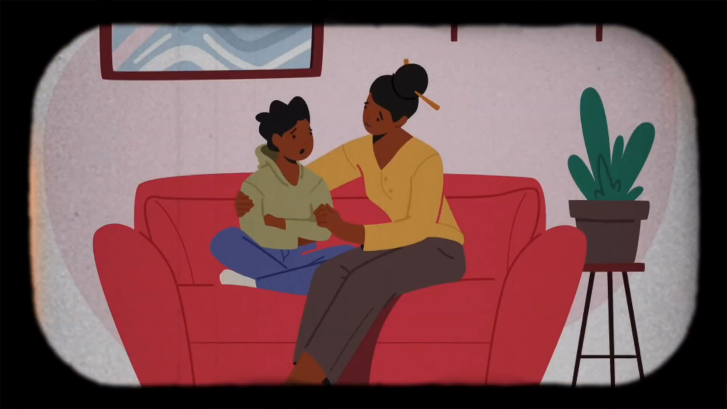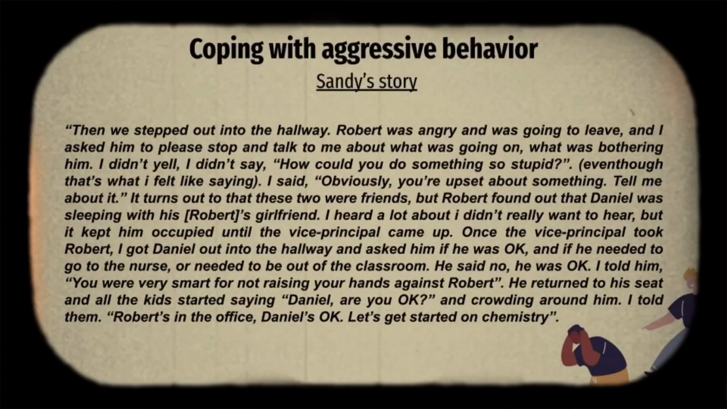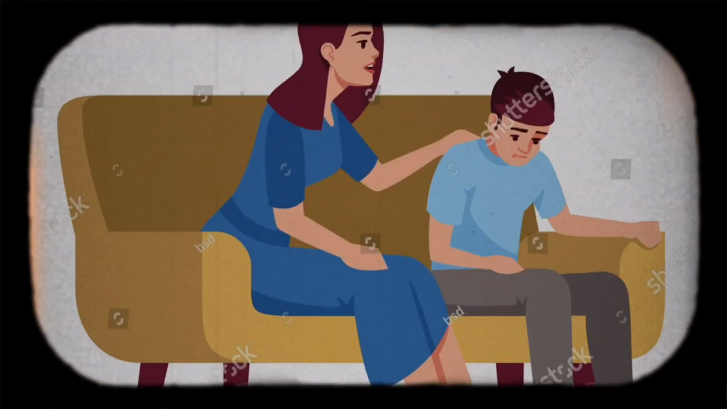I said, "Obviously you are upset about something, so tell me about it." So it turns out that these two were friends, but Robert found out that Daniel was sleeping with his girlfriend. And I heard a lot about it, which I didn't really want to hear, but it kept him occupied until the vice principal came out. Once the vice principal took Robert, I got Daniel out into the hallway and asked him if he was okay and if he needed to go to the nurse or needed to be out of the classroom.